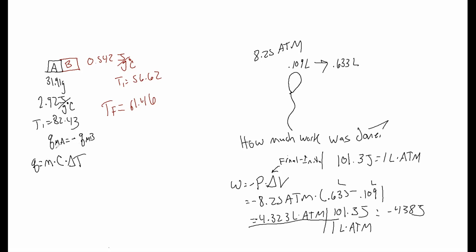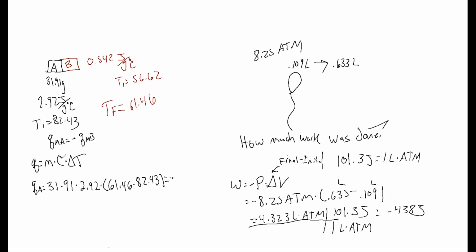So let's start figuring this out. So Q of metal A. I said mass A, but it's the mass of metal A. So Q for A is equal to 31.91 times the heat capacity, which is 2.92, times delta T, which is final minus initial. So 61.46 minus 82.43. That is equal to negative heat of B.